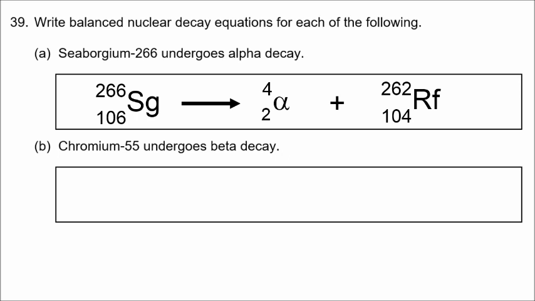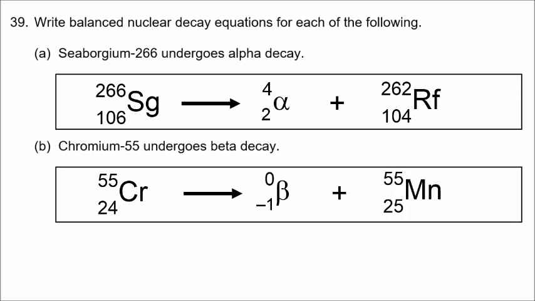For our next example, chromium has the atomic symbol Cr. It has a mass of 55, atomic number 24. A beta particle would be 0 over negative 1. So our new isotope is going to be 55 over 25, and that is manganese, Mn.